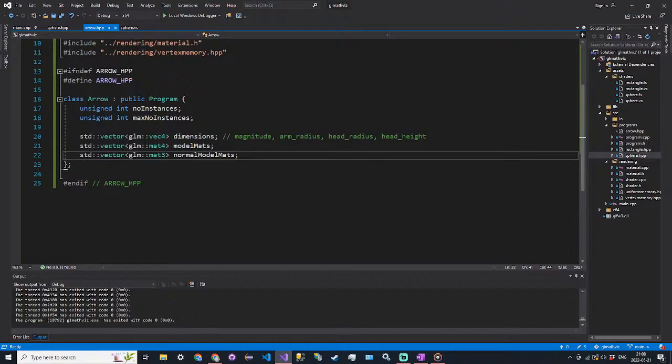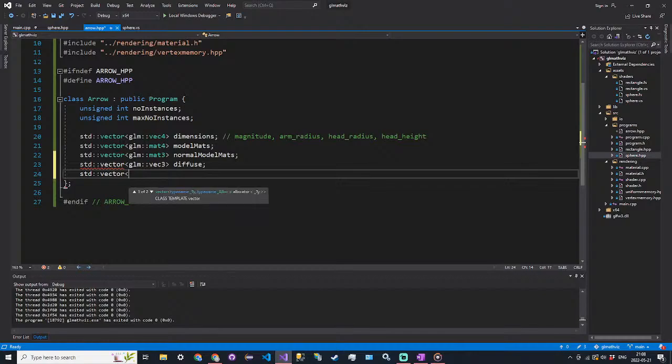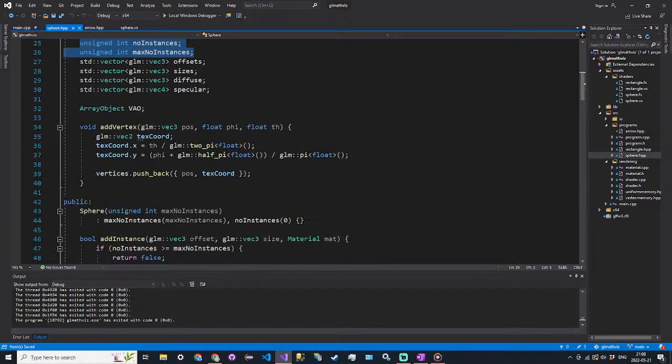But yeah, so this normal model matrix will be a 3D matrix, and it will transform a normal vector into a new space. And then we will also pass in a standard list of diffuse colors and a list of 4D vectors for specular colors. So this will be the specular and the shininess constant. And this is also done in the sphere class.